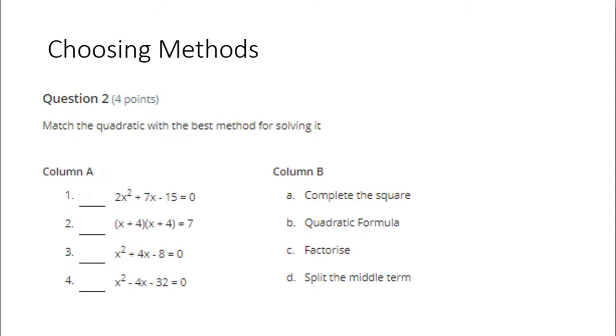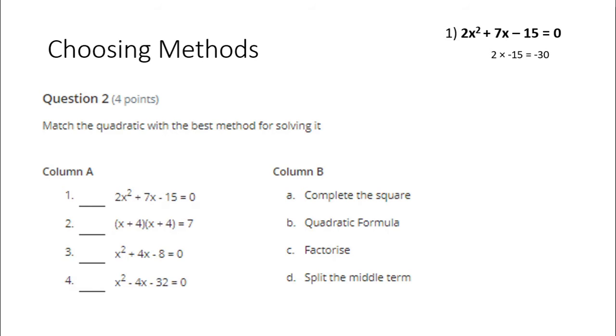Next, we want to match up these quadratics with the best method used for solving it. Now, looking at question number 1, I see this quadratic has got a number in front of the x squared term, which means it's not the easiest quadratic to solve. I could try and factorize, but I would need to either factor out that 2 or split the middle term. So I'm going to try splitting the middle term and see if that will be possible.